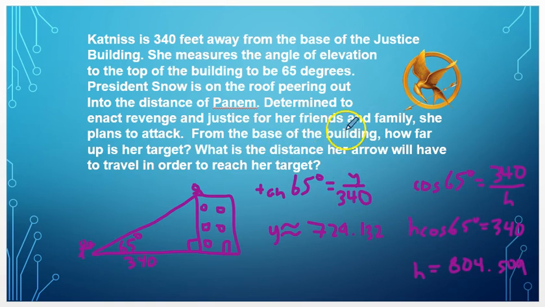So they had asked me for two different things here. The distance from the base of the building up to her target, that was this answer. And for the distance the arrow will travel, that's the direct diagonal distance. That's the 804.509. So it's the same concept. We just had to draw the diagram ourselves, fill in as much detail as you want to help you figure out where to put each number for the sides of the triangle or the angles.